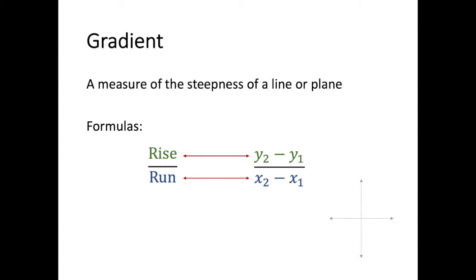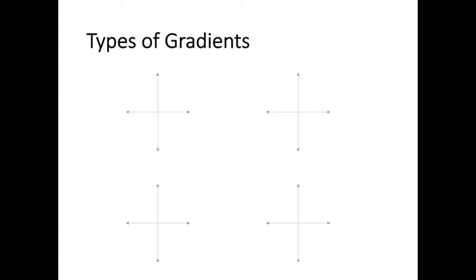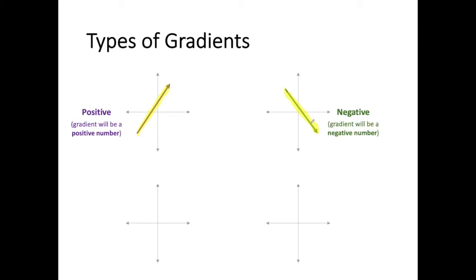So let's have a look at some different types of gradients. There are 4 different types of gradients that we can have a look at. The first one is when we have a line that is going up across the Cartesian plane. That is going to be a positive gradient, and the gradient will be a positive number. The second type is when we have a line that is going down across the Cartesian plane. That gradient is going to be negative, and the gradient value will be a negative number.